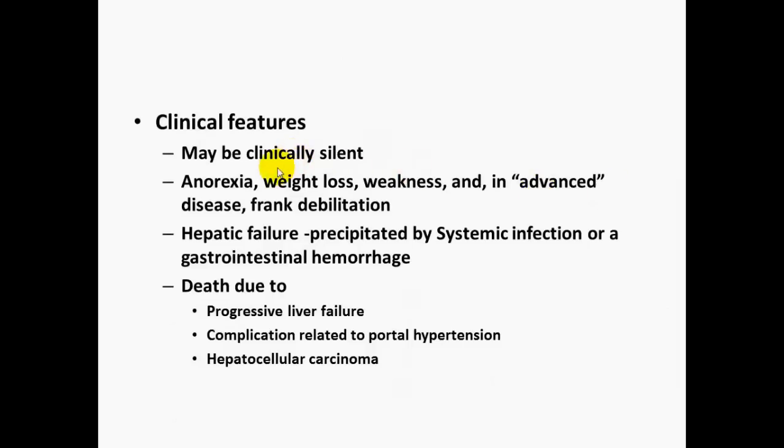Some of the patients may be clinically silent, may have anorexia, weight loss, weakness, and in advanced cases will have a frank debilitated state. If it's hepatic failure, it may be precipitated by systemic infections or a GI hemorrhage. The death is due to progressive liver failure, the complications related to portal hypertension, which we have just talked about, and last but not the least, hepatocellular carcinoma.